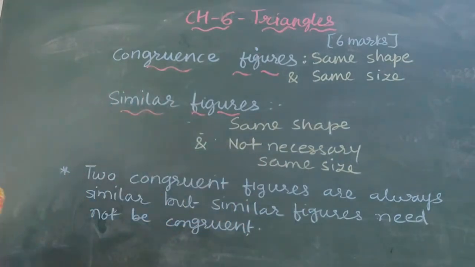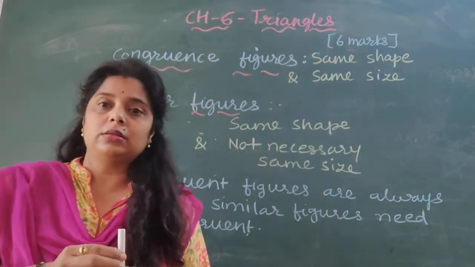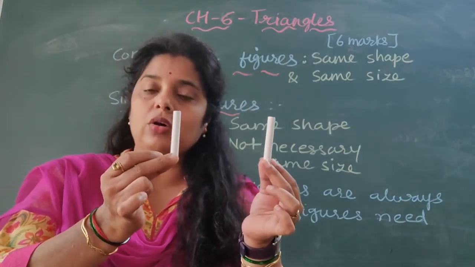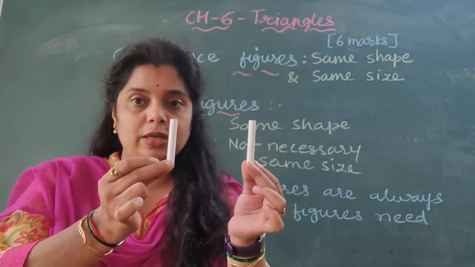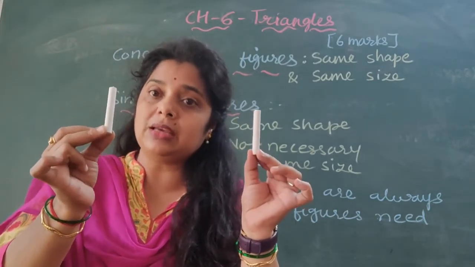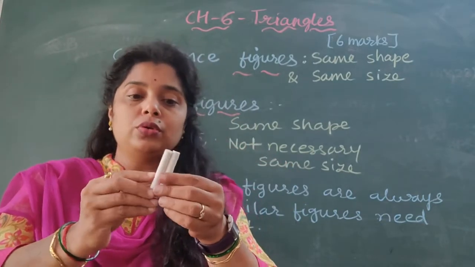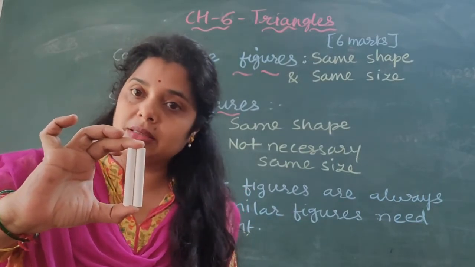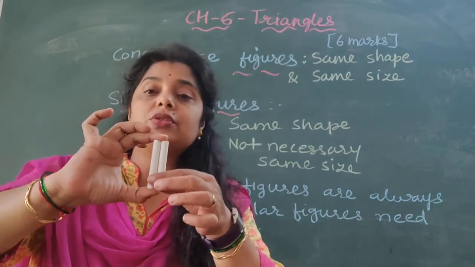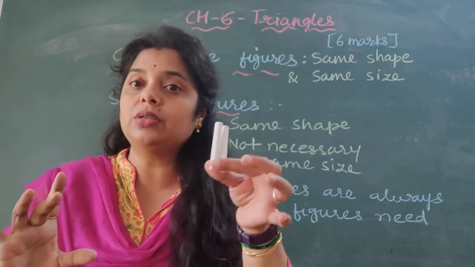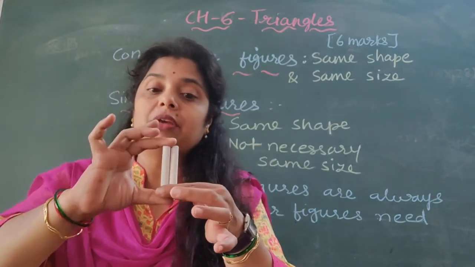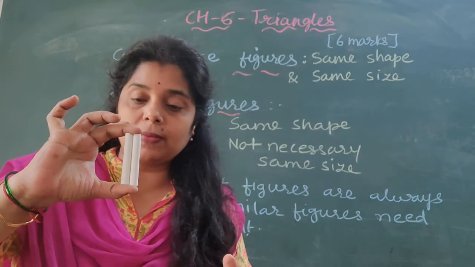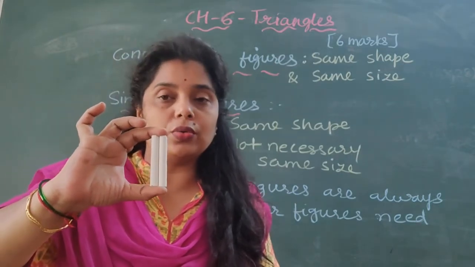For example, these two chalks, okay? These two chalks are of a cylindrical shape. It means they are in same shape. And if you measure the length, they are of the same size. It means we can say that these two chalks are congruent chalks, they are congruent figures, geometrical figures.